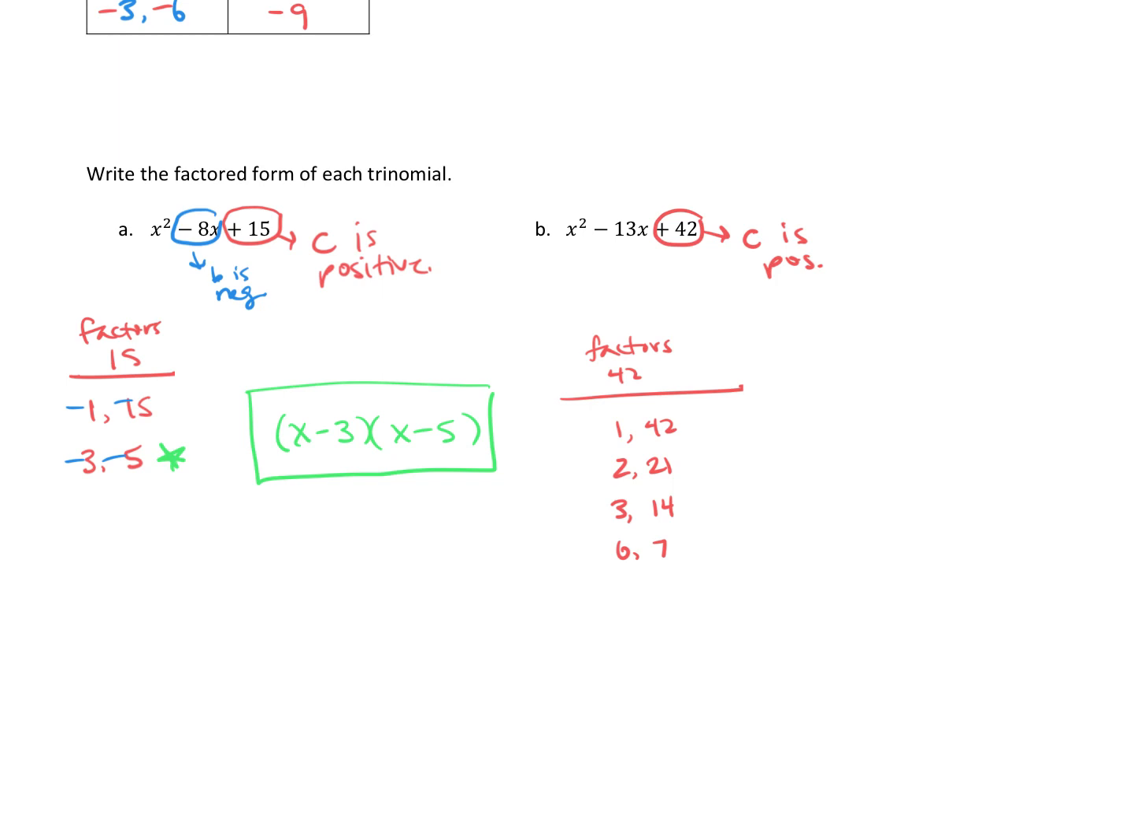Now look at your b value. Our b value is negative. So if your b is negative with a positive c value, that means you need all negative factors. It's the only way to add those factors together and get a negative result. So we look through the list. We're looking for any factor pair that's going to add up to negative 13. And we get down to this negative 6, negative 7, and we have found what we need. So our binomial factors, one of them is x minus 6, and the other one is x minus 7.